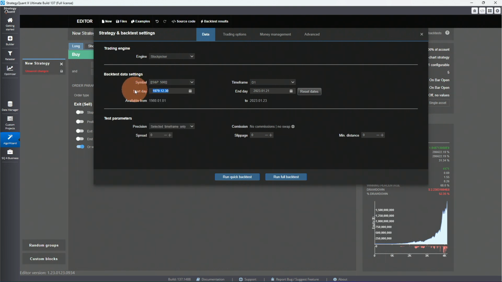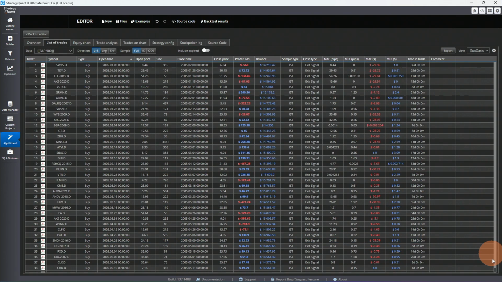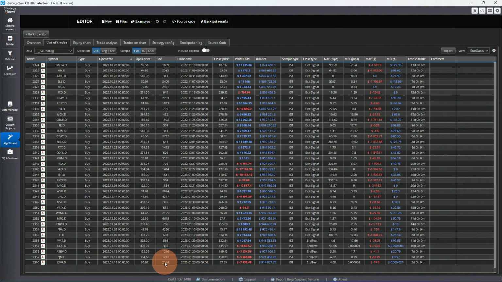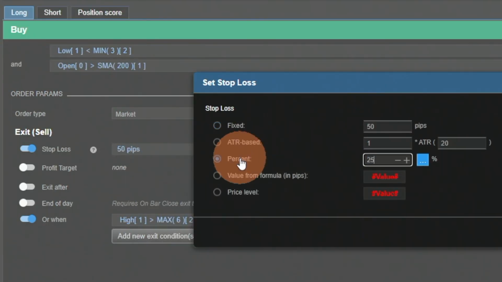So let's limit this to 2005-01. Okay, so this should make sense now. And we can see now we are trading 2,000 shares. Okay, so that's very acceptable. 4,000 shares of 41, 1,000, 1,000. This is very acceptable. So let's add a stop loss of 25%.